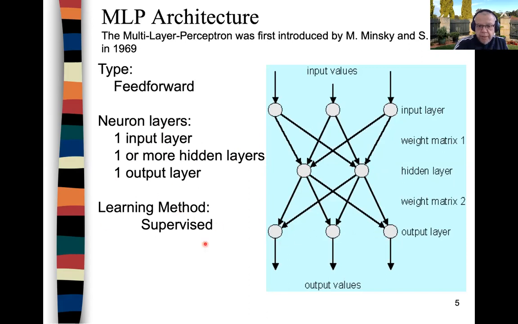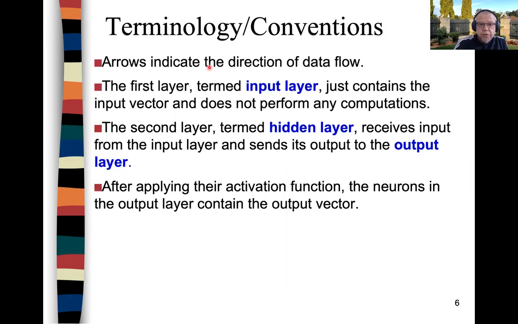Learning is supervised learning, meaning that you have a supervisor here, which gives you the desired output. You feed the input pattern, and it gives you the actual output. This is compared to the desired output. And then we're going to see how the backpropagation works to adapt or adjust the weights. So first, some terminology or conventions.